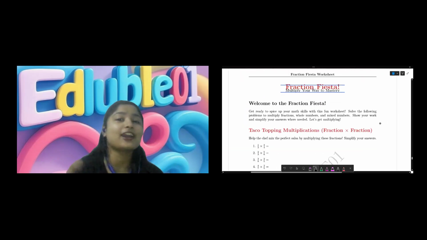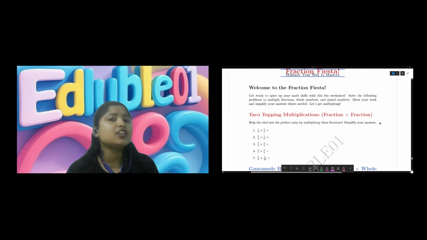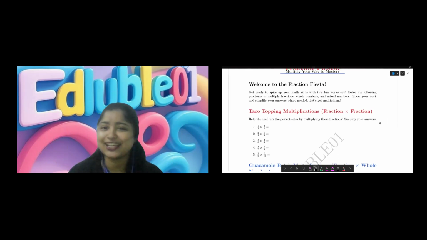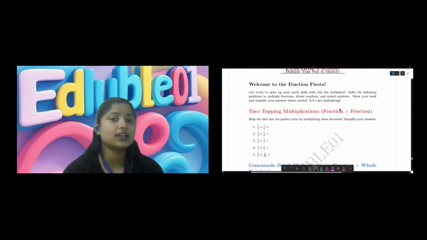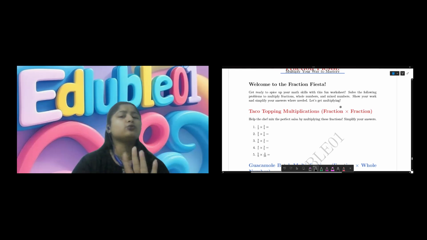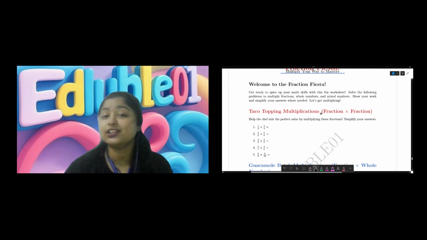Now let's see the fraction fiesta worksheet. Yes, I prepared this worksheet for you. Let's just see. So get ready to spice up your math skill with this fun worksheet. Solve the following problems to multiply fractions by whole number and by mixed number. Show your work and simplify your answer where needed. Now we will learn how to simplify. So in this worksheet, we are not going to do simplify actually, but of course, we are going to solve this. So let's get multiplying.